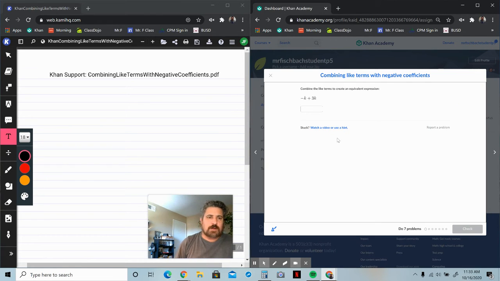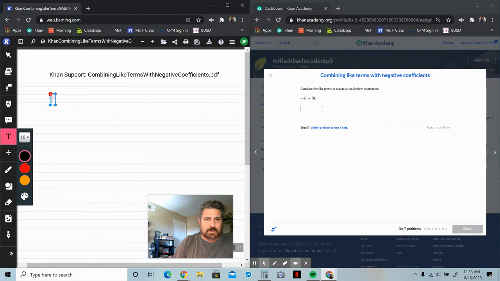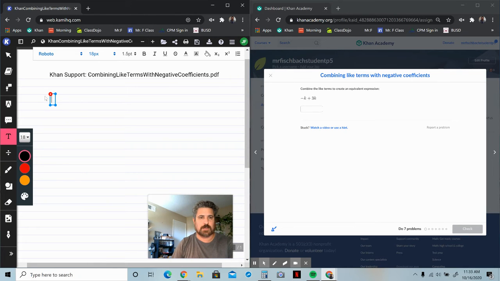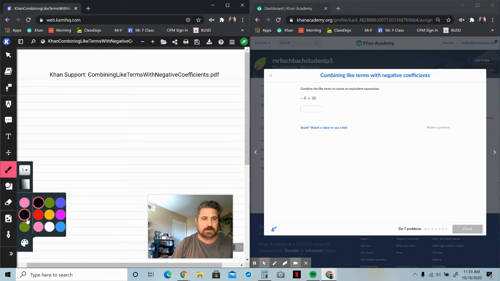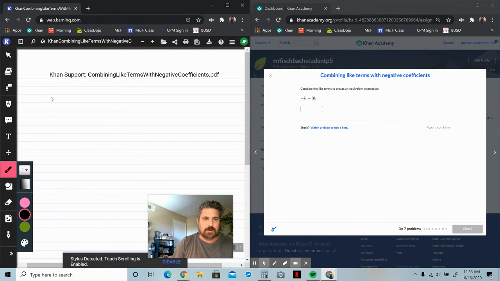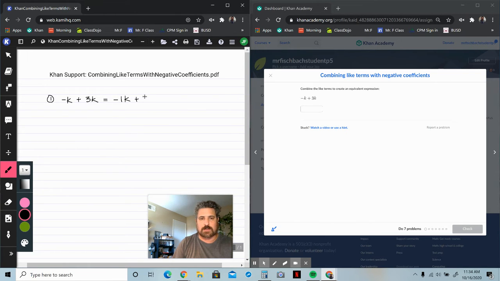So this first problem is negative k plus 3k. Hopefully at this point you guys are getting a little more comfortable with the idea that like terms are variables with the same term to the same degree. So when you're looking at negative k plus 3k, these are both k's, right? They're k terms. You've got a negative 1k, which is what that's really worth. When there's nothing in front except a negative sign, it's like negative 1k, and you're adding to that 3k.